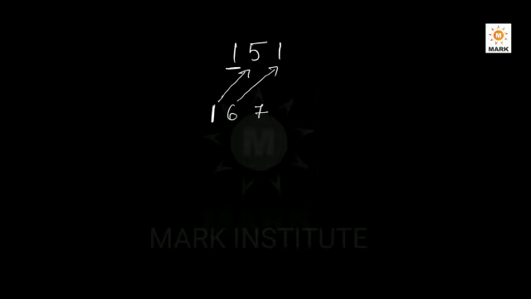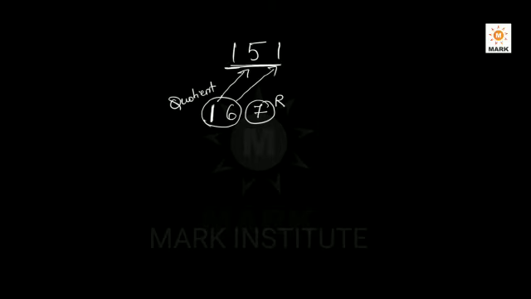Friends, write this last number separately, because whatever the last number you get here, that is nothing but the remainder, and the previous numbers as a whole are nothing but the quotient. That means when we divide 151 by 9, 16 is the quotient and 7 is the remainder.